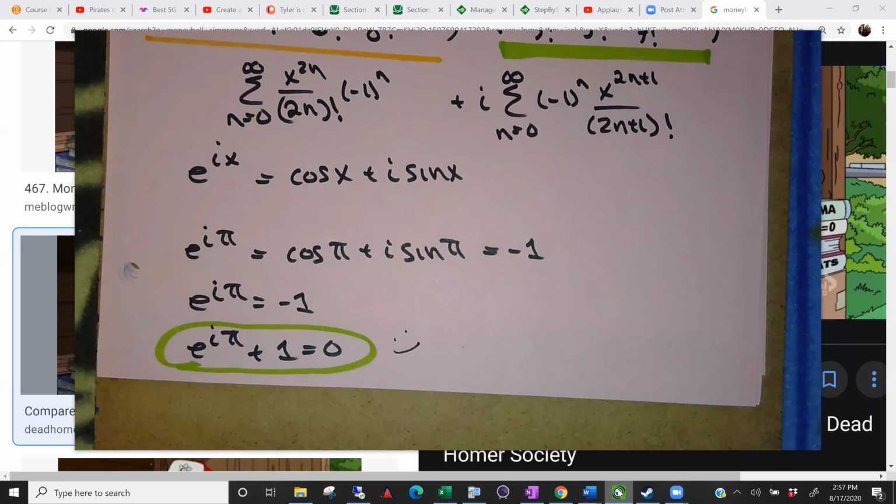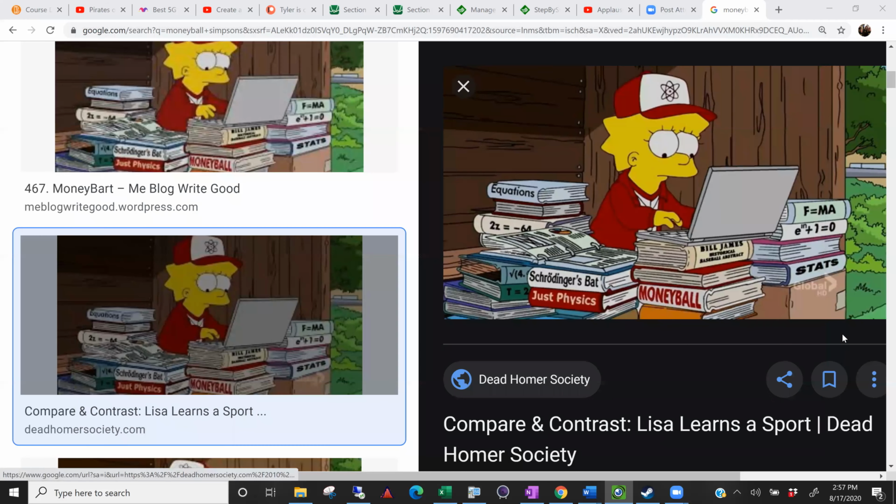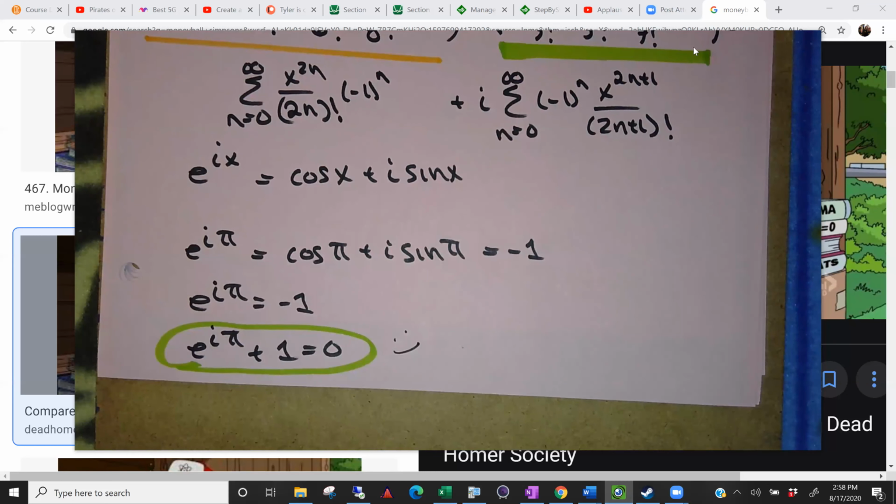So cool. In fact, so cool, the writers of The Simpsons included that in an episode called Money Bart or Moneyball. And if you look very carefully, right here, e to the i pi equals 0. One of the books she's studying, along with, I think one of the other ones was Schrodinger's bat. If you've taken any physics, you might get a laugh out of that. So anyways, pretty cool.